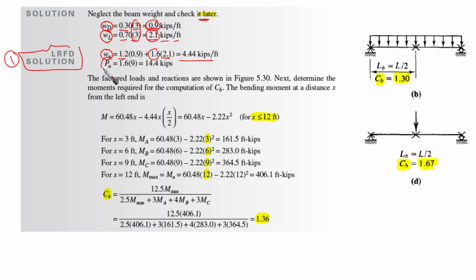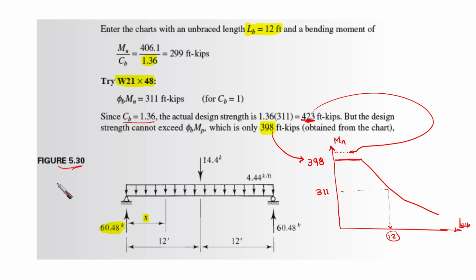And the P ultimate, they said that it's a service load, which means that it is live load. It is 1.6 times 9. This is the P ultimate, 1.6 times 9. This is the load being applied, the live load, and 1.6 is the factor from the load combination. The factored loads and reactions are shown in figure 5.30. So this is the figure here, and this is the reaction that we can find here.